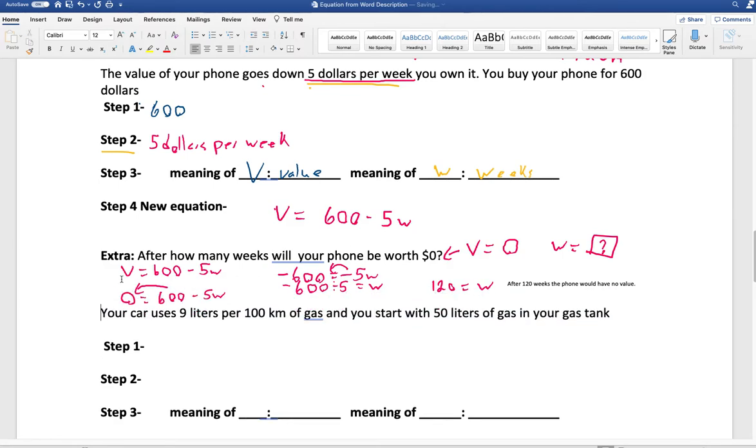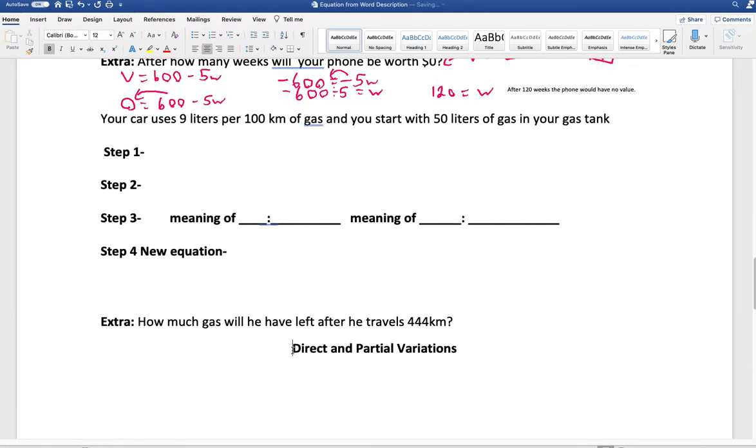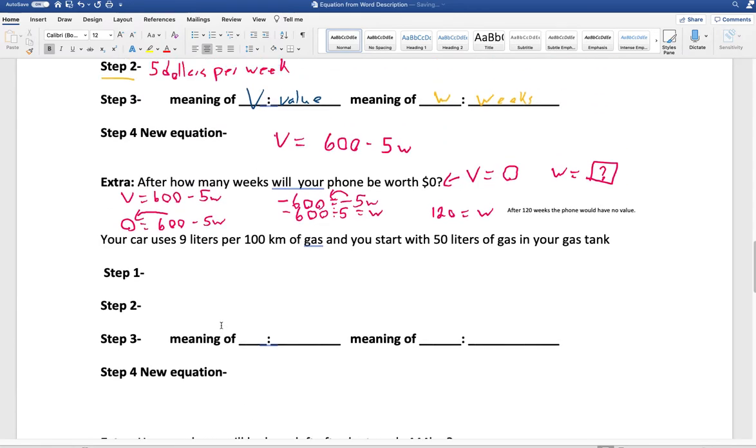Hit enter here. Good. Now our last question here is, this is a tough one. Your car uses 9 liters per 100 kilometers of gas, and you start with 50 liters of gas in your tank. That's a really awkward thing to use. So, let's identify what we have. You can pause it here if you want to take a shot at it.